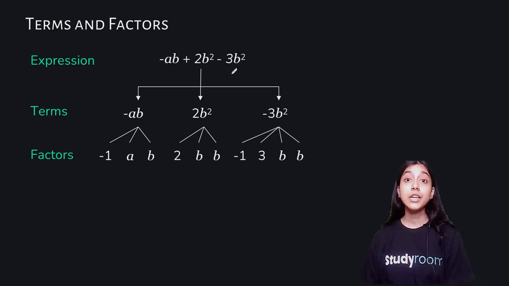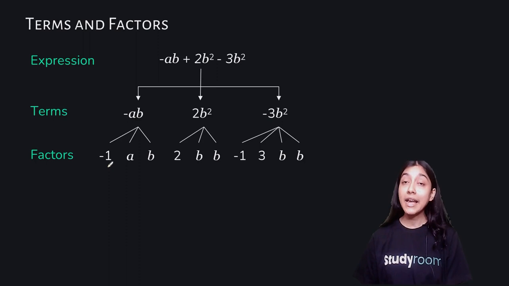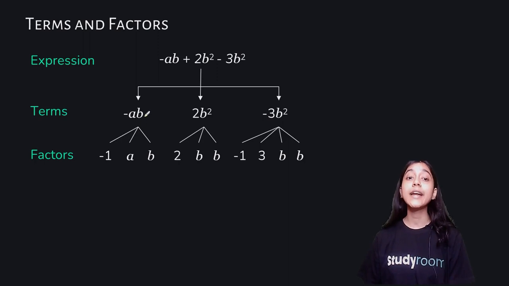Now let us find out the factors of each of the terms. So the first term we have over here is minus ab. So from here we can clearly figure out that the factors are minus 1, a and b. Why? Because when we multiply these three factors, we get this term. Minus 1 into a into b gives us minus ab.